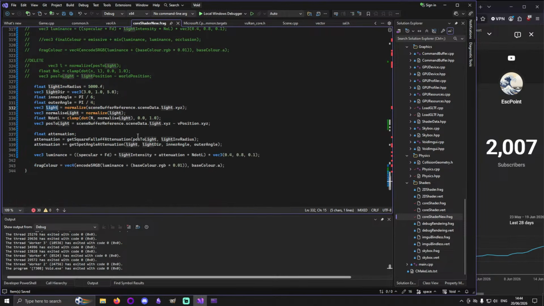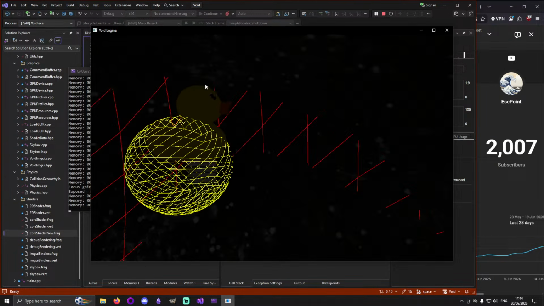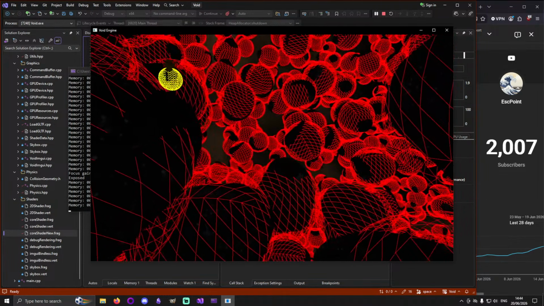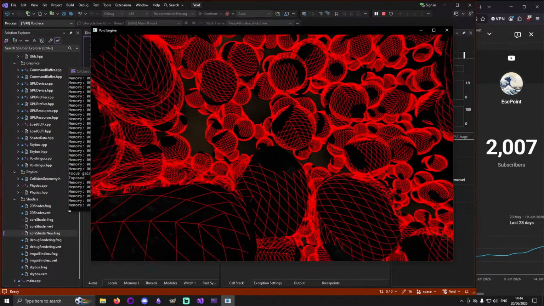So I'm going to use L here and kind of see the difference maybe. It looks like red. It looks like red blood cells.